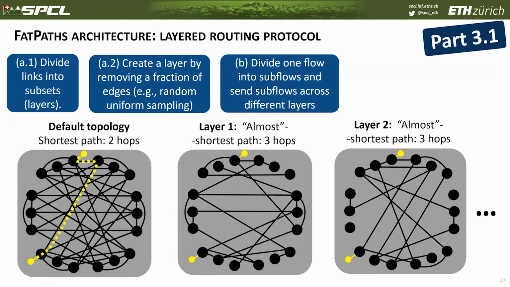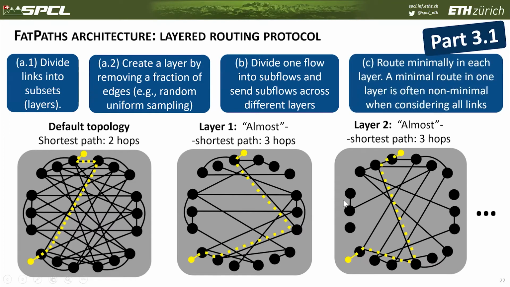And then we are dividing our flow into subflows, or maybe routing different flows using different layers, and we are sending this data, belonging to either different subflows or different flows depending on what we want to do, across different layers. The key insight is that, as these layers do not have all of the links, because we removed some, routing over these layers is going to use some non-minimal path. Within a single layer, we are routing minimally, but as the layer doesn't have all the links, globally speaking it's going to be a non-minimal path. And as we have different layers, we'll have different paths. That's our key idea in the routing protocol.